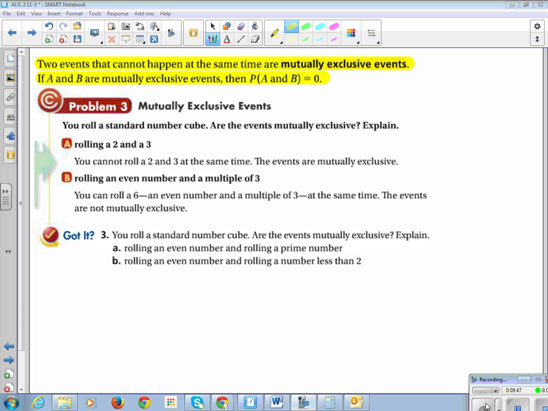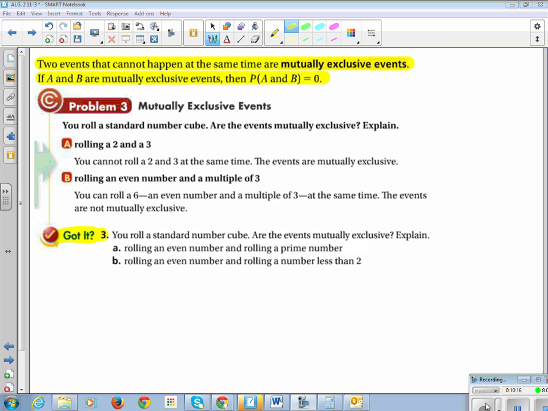So I just want to look at these events. You are going to write down the events, and then these are just for your viewing pleasure. Mutually exclusive events. You roll a standard number cube. Are the events mutually exclusive, and explain? Rolling a 2 and a 3. You cannot roll a 2 and a 3 at the same time. The events are mutually exclusive.